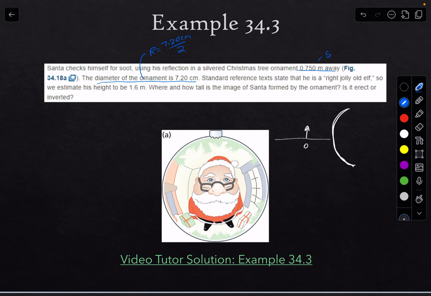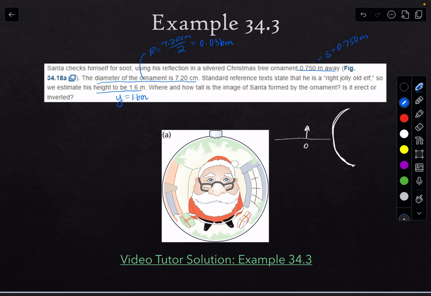And the height of Santa, okay, is 1.6 meters. Go ahead and write everything in meters. Well, let's write this in meters. So 7.2 divided by 2, and convert that to meters. That's going to be 0.036 meters. So you can choose if you'd rather do everything in centimeters. That's totally fine too. I just prefer to use meters.